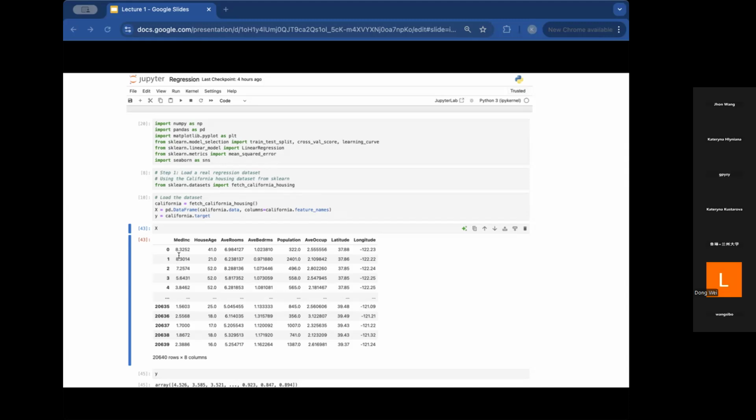For this, I use fetch California housing. Again, it's a real-world dataset for regression tasks. The next step, working with this dataset, we store the features in a data frame X and the target variable in an array Y. This dataset contains information such as median income, average house age, average number of rooms, and geographical features like latitude and longitude.